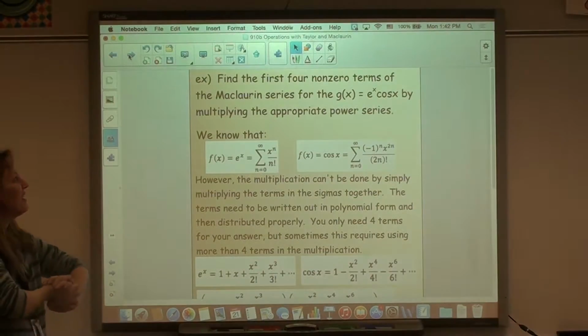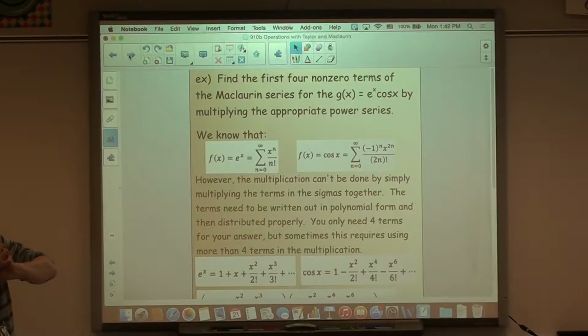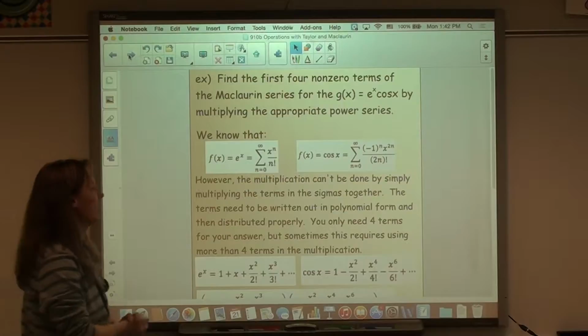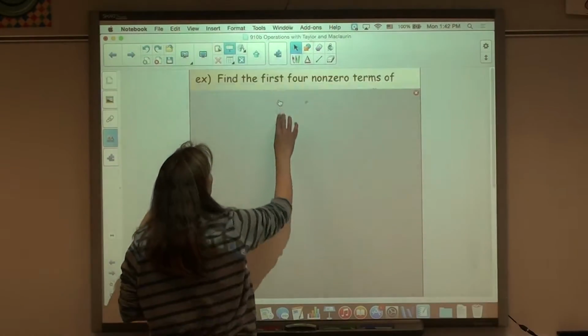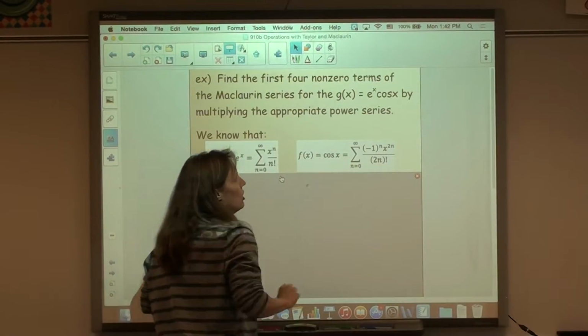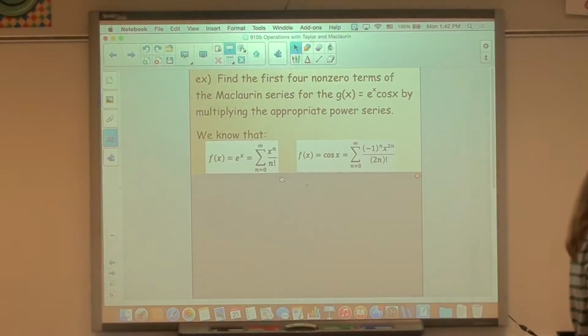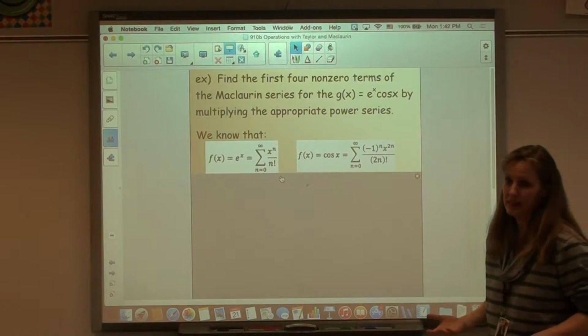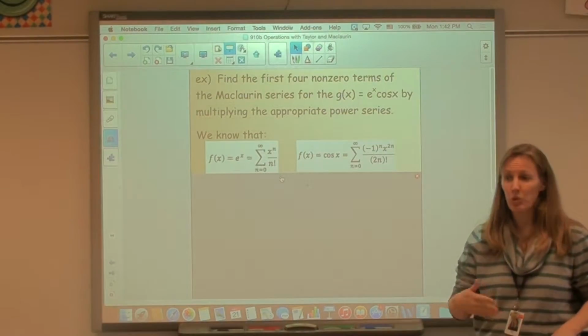I like that. Okay. Find the first 4 non-zero terms of the Maclaurin series for g of x equals e to the x times cosine x by multiplying the appropriate power series. So here's the thing. Now I'm going to cover this up for a minute and just walk you through. If you have to multiply just x times a series, you can multiply the series by an x, and it's fine, and it'll work.